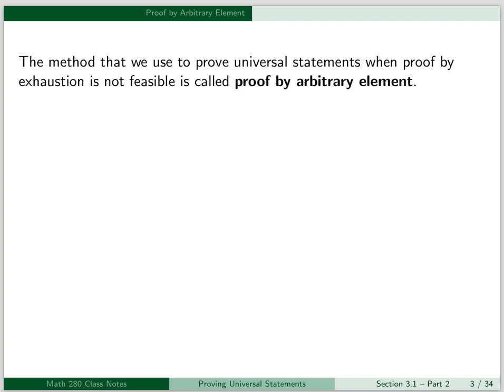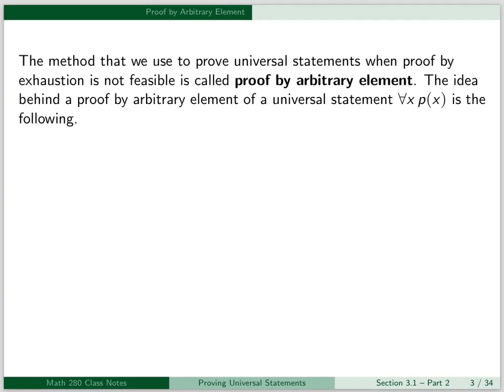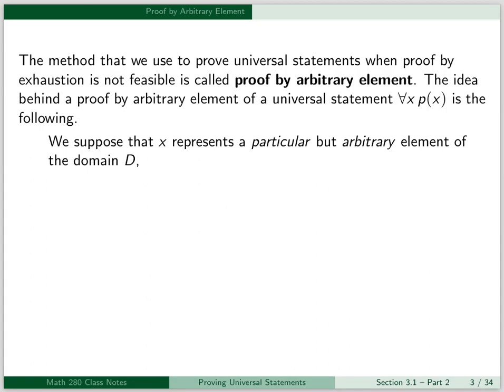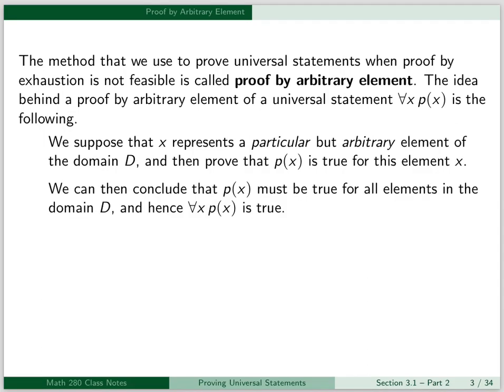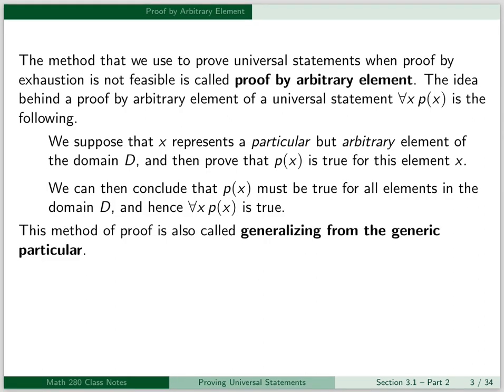arbitrary element. The idea behind a proof by arbitrary element of a universal statement for all x, p of x, is the following. We suppose that x represents a particular but arbitrary element of the domain D, and then prove that p of x is true for this element x. We can then conclude that p of x must be true for all elements in the domain D, and hence for all x, p of x is true. This method of proof is also called generalizing from the generic particular.